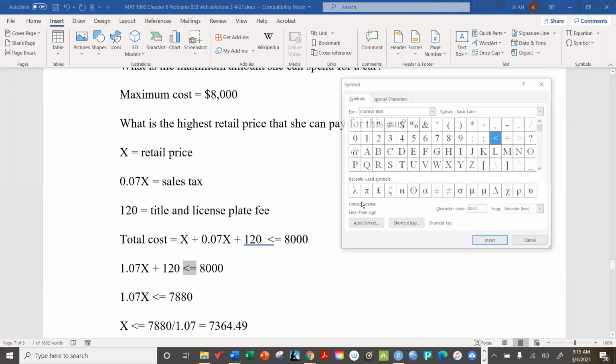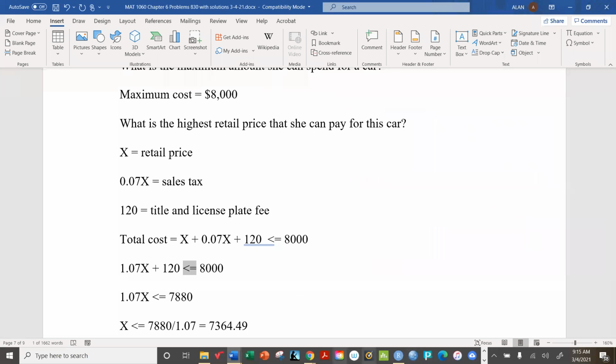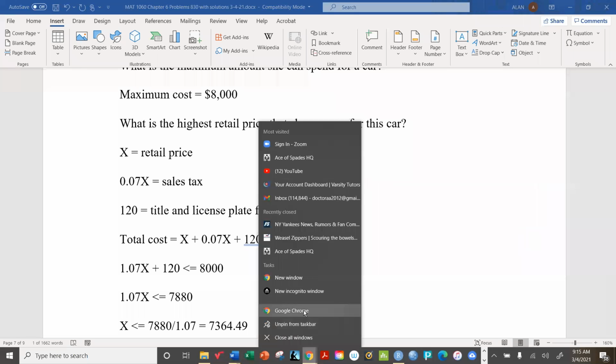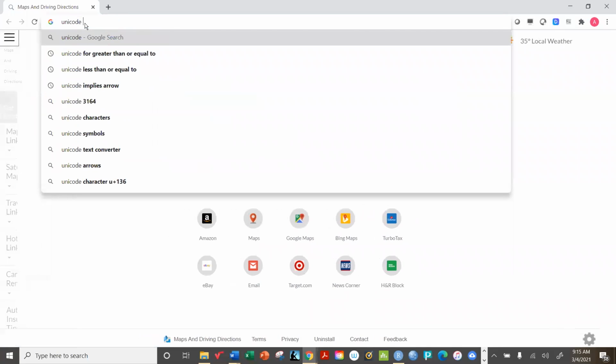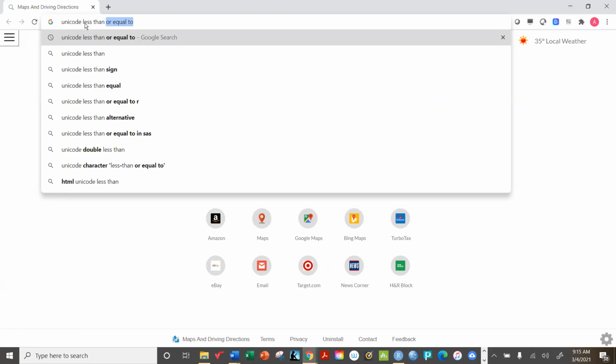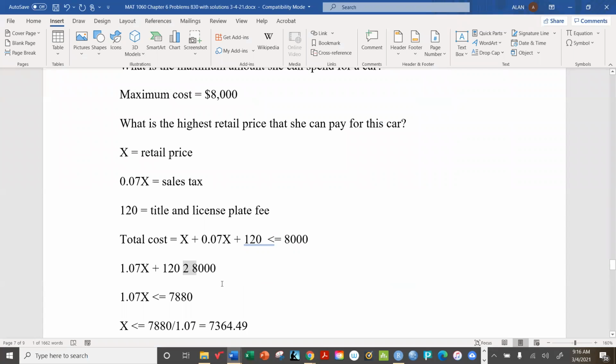Let's see. All right. So there's a little trick for finding symbols in a hurry. Okay, 2264, watch this. Oh, I magically turned it into that symbol. How did I do that?